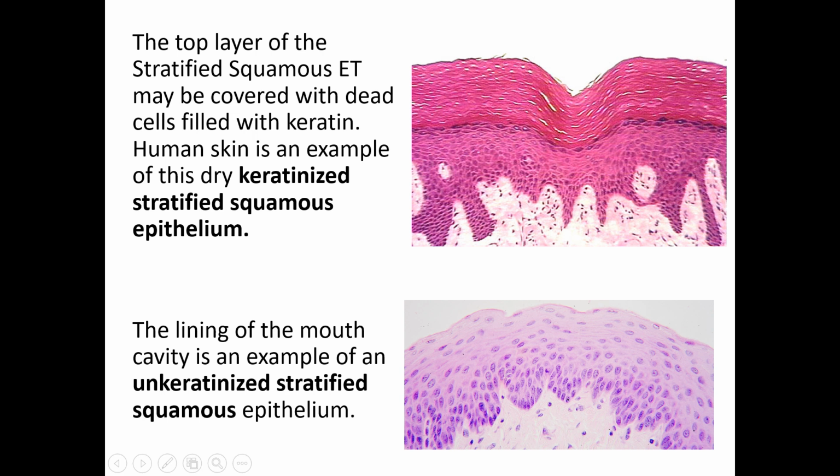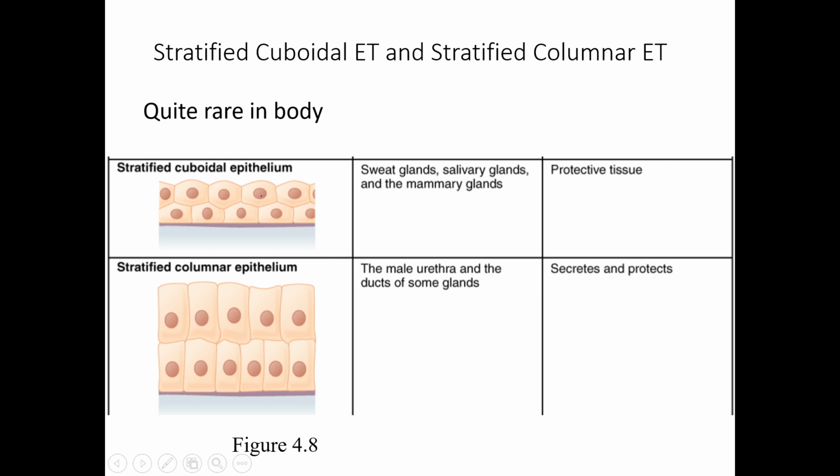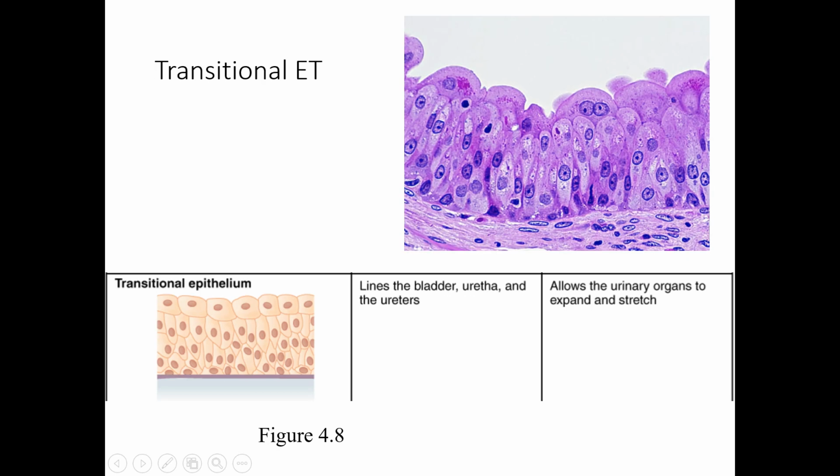And that would be human skin. The top layer of the human skin is made of keratinized stratified squamous epithelium. Okay, stratified cuboidal and columnar. Those two are rare in the body, when we have more than one layer of cube-like cells or tall cells. So all you need to know is that they do exist, there are not too many of them, and that's it.